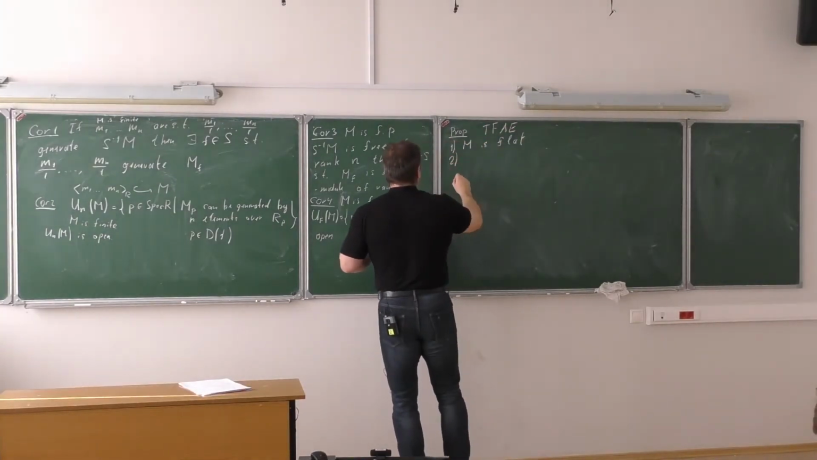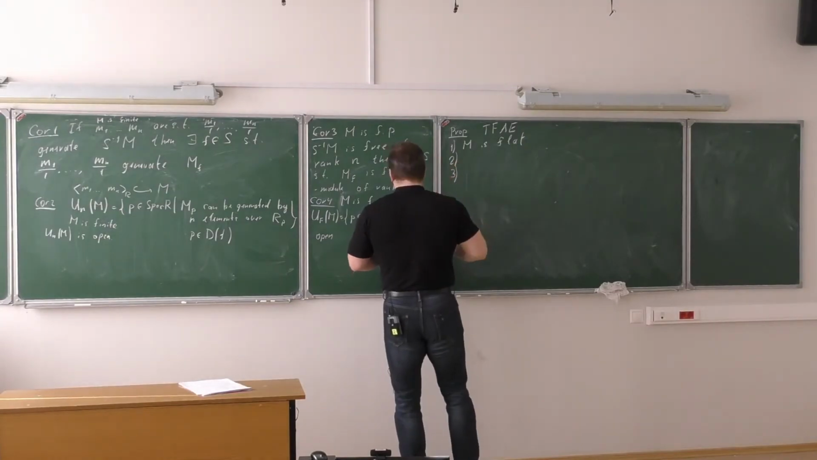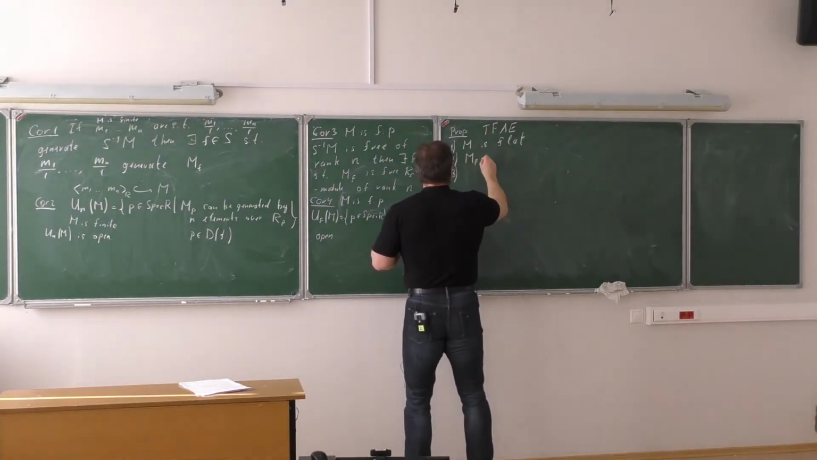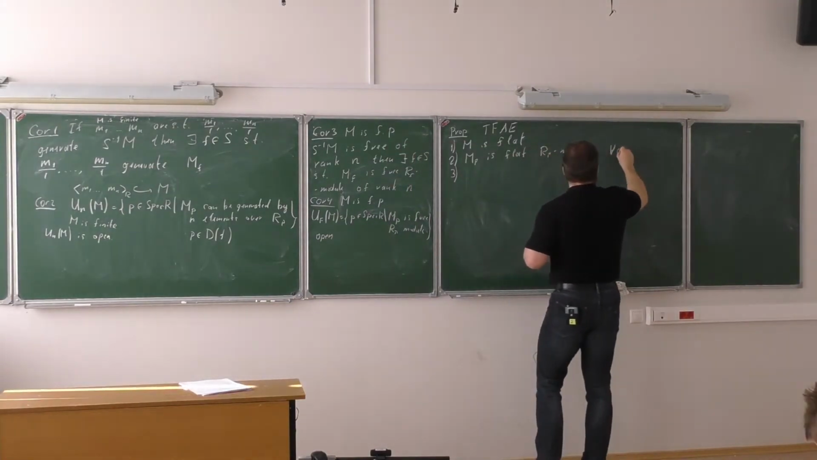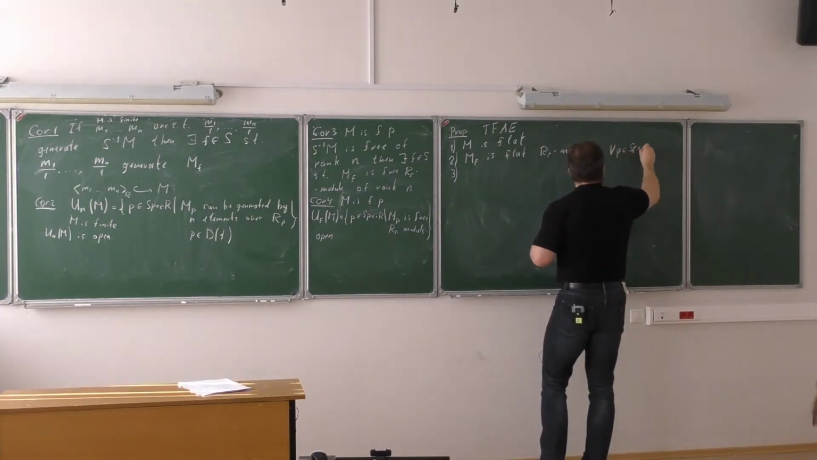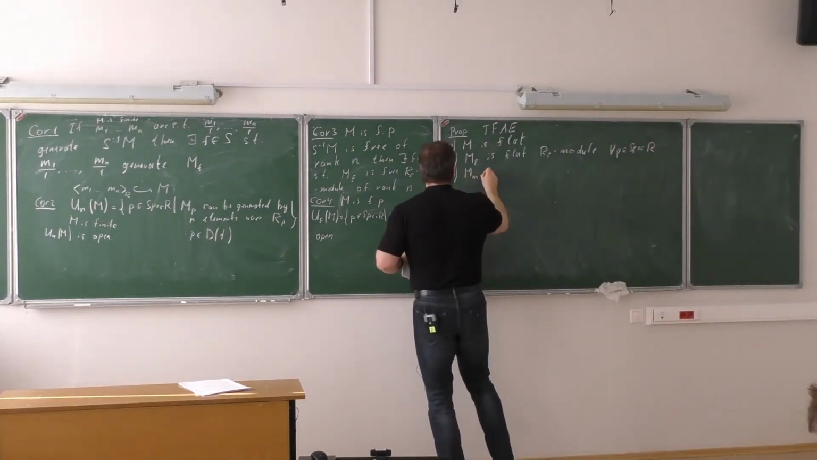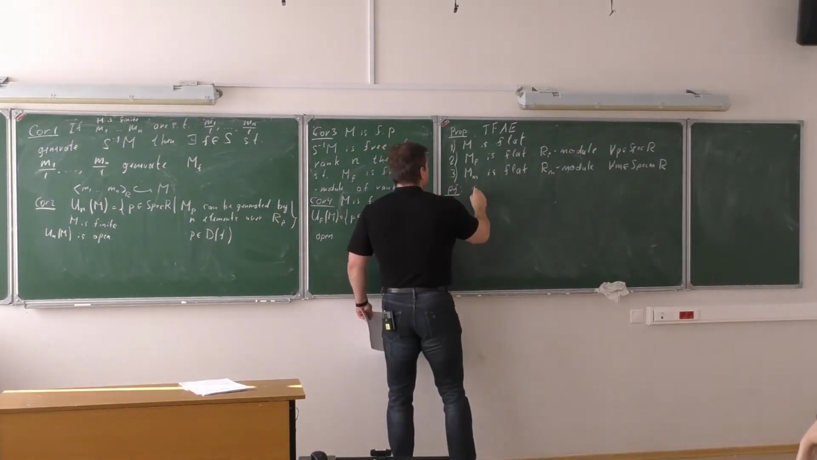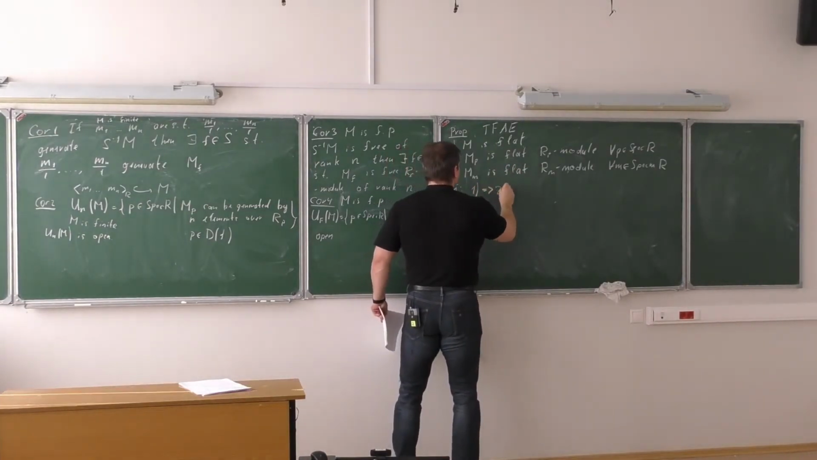Properties 2 and 3: all the localizations are flat. So M_P is flat for any prime ideal in Spec R, and any localization at a maximal ideal is flat. So clearly 1 implies 3.